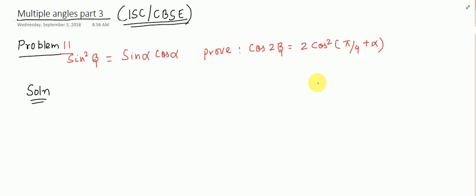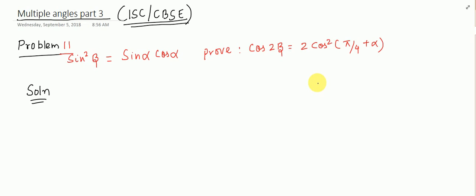So let's start. As you can see, problem number 11 has already been displayed on the screen. It has been said sine square beta is equal to sine alpha cos alpha, and we have to prove some identity, which is cos 2 beta is equal to 2 cos square (pi by 4 plus alpha). Okay guys, now what has been given to me? First thing in trigonometry, anything that is given to you is very important.